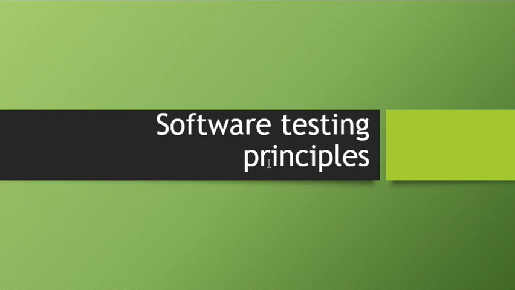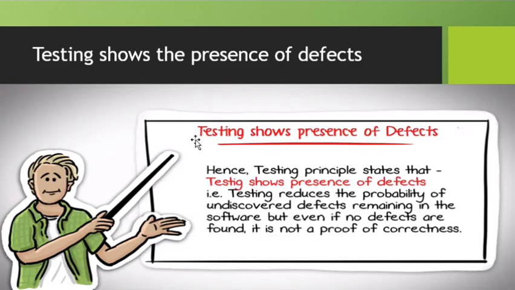To test a software or application, we need to follow some principles to make the product defect free. In today's session, we are going to discuss the 7 essential principles of software testing. The first principle is testing shows the presence of defects.